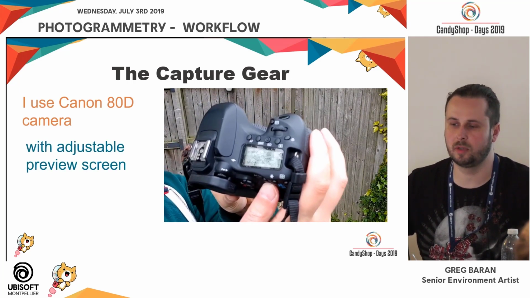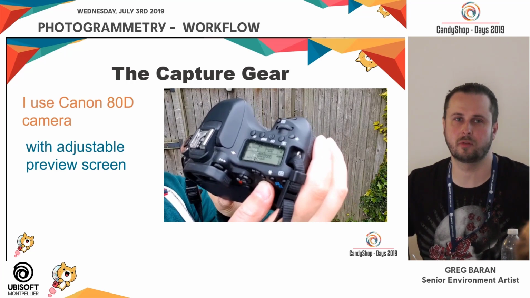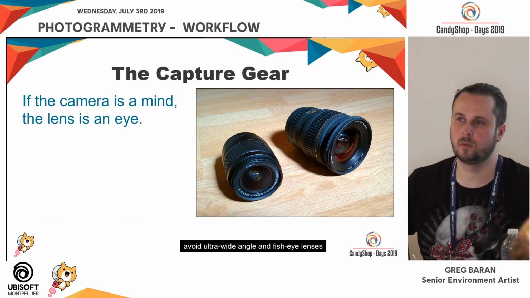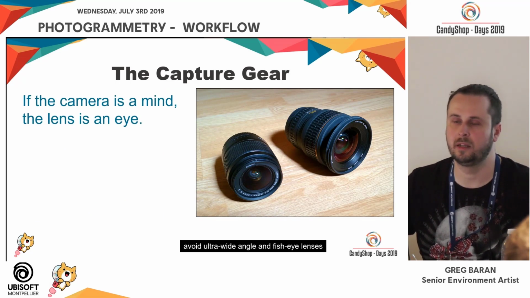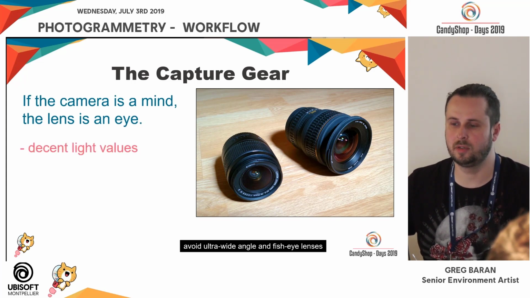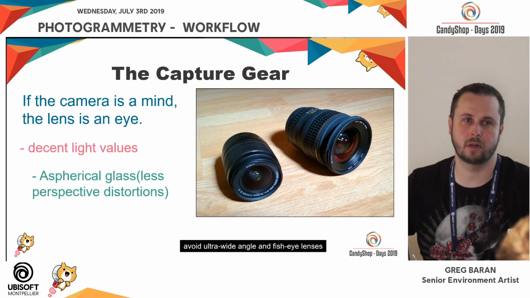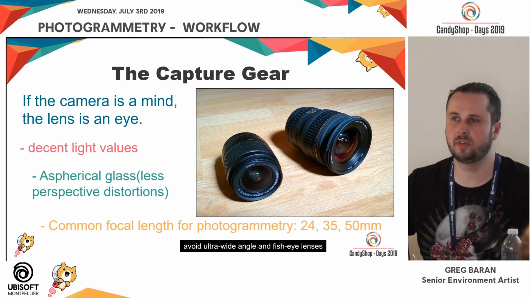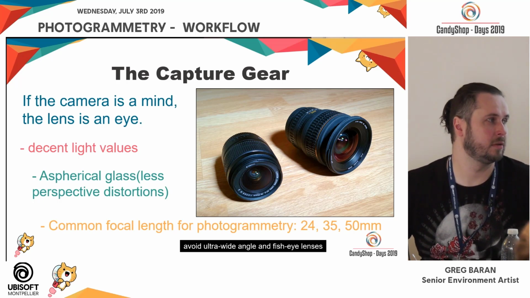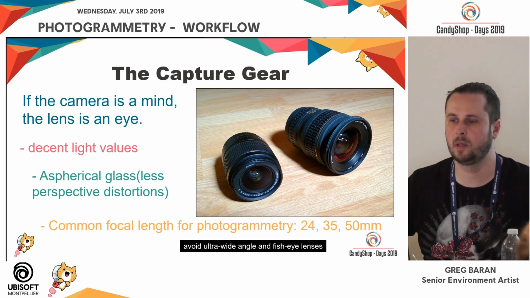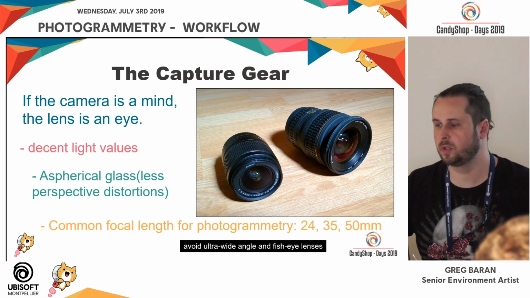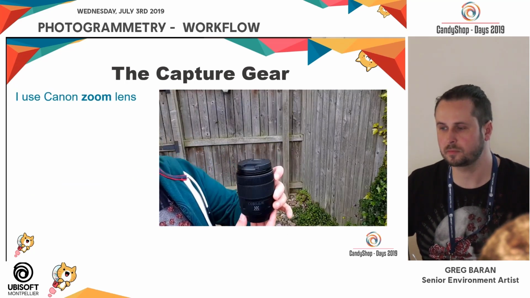And I like this one because it has an adjustable screen, so when I'm shooting the ground surface, I can still see it. Also, I equip it with a fast lock mechanism. The next thing I use is a lens, which is very, very important. It needs decent light values, aspherical glass to avoid distortions in perspective, and it needs the right focal length. Usually I shoot with 35, but these are the lengths used in photogrammetry, so 24, 35, 50 millimeters.